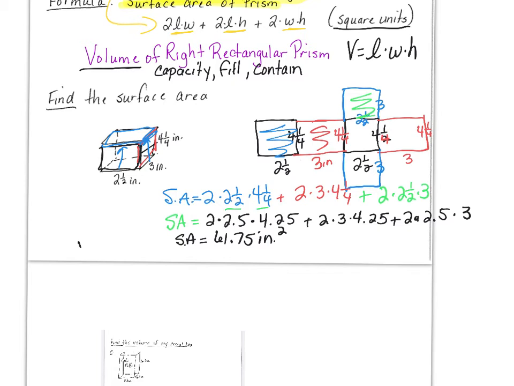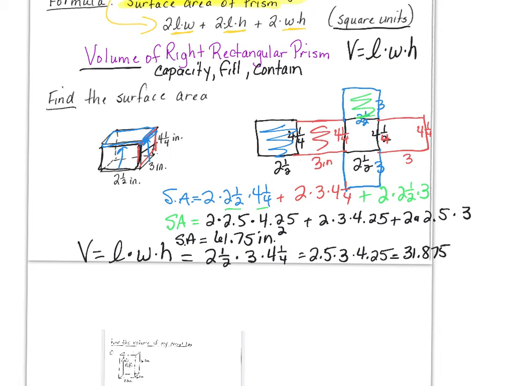Okay, we're going to go ahead and find the volume. The formula for volume, how much it can hold and how much it contains, is length times width times height. Well, we're going to say it's 2 1/2 times 3 times 4 1/4, so change them to decimals. So 2.5 times 3 times 4.25, and plug it into your Desmos calculator. And you get 31.875, and this is cubic inches because it's how much it holds.